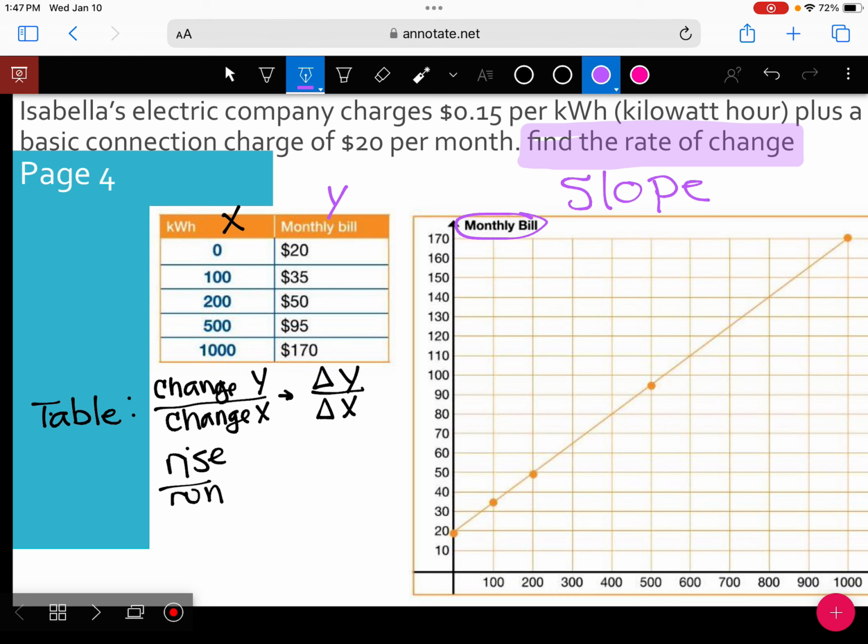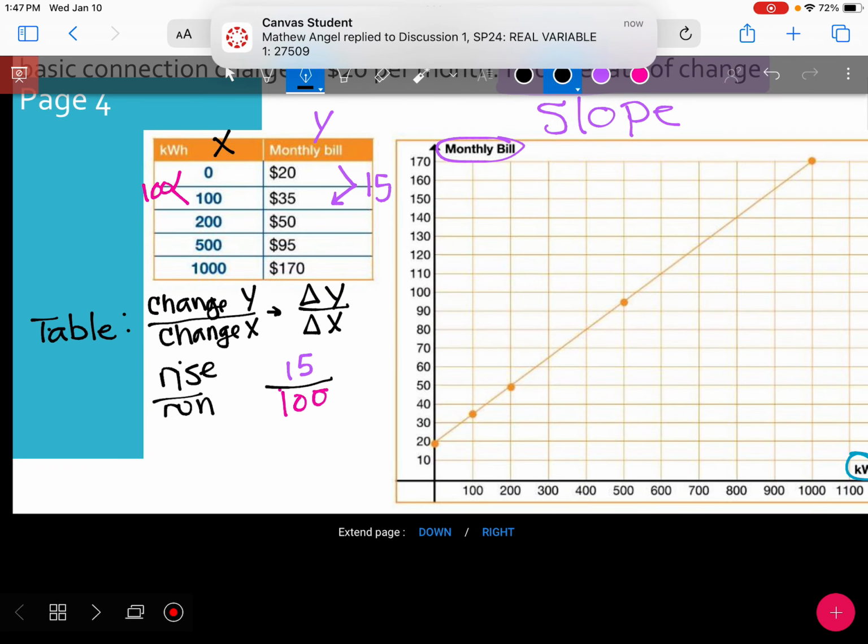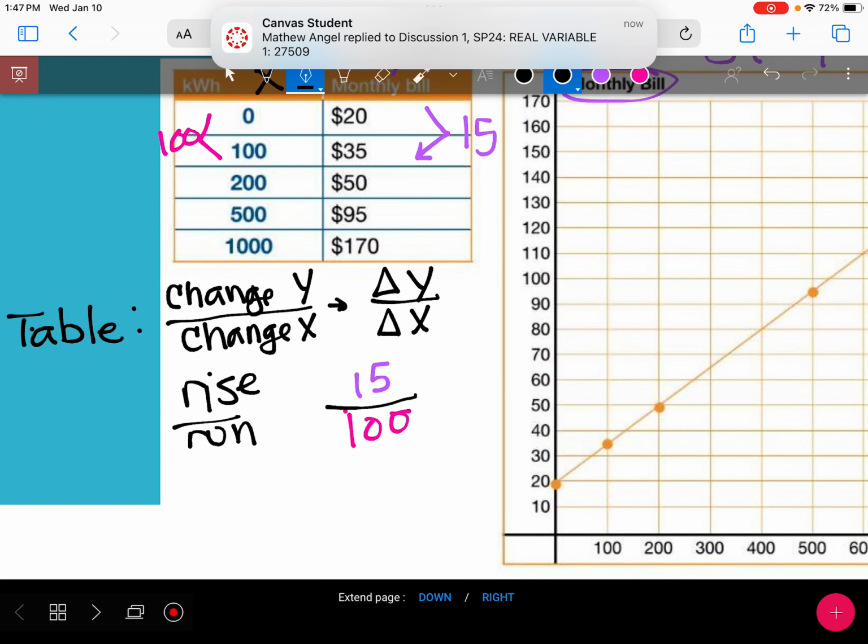So if we're looking for the change in the y's, we look at how it's going from here to here. How much did it change? 15. What is the change in our x's? 100. Over here, changed by 100 on that same segment. So we can find our slope here by 15 over 100, which we could simplify. To get it as a simplified fraction, what's it going to be?